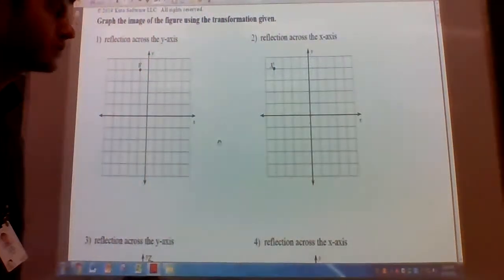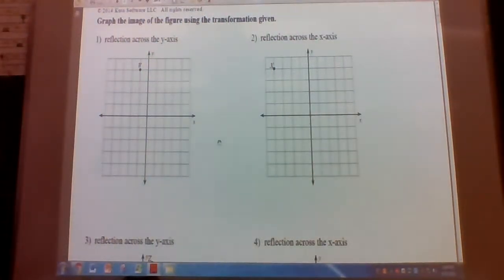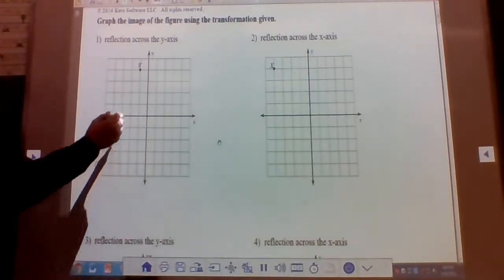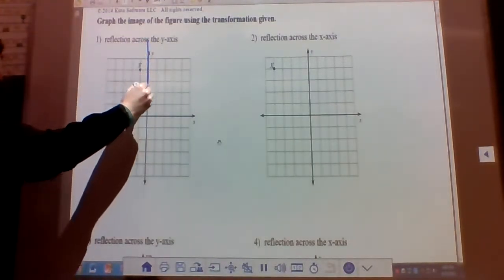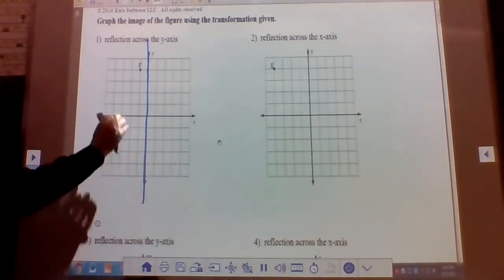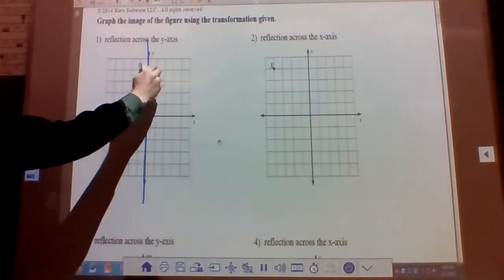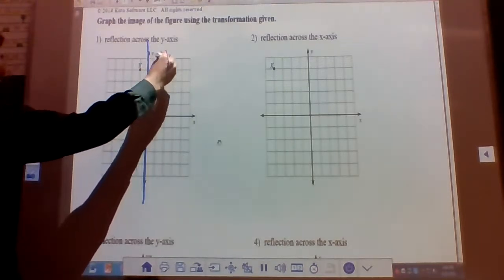This is the reflection practice. So first one, we want to reflect across the y-axis. So our y-axis is this axis right here. Okay, so we want to reflect across it. So it's one to the left, so we can go one to the right and call it B prime.